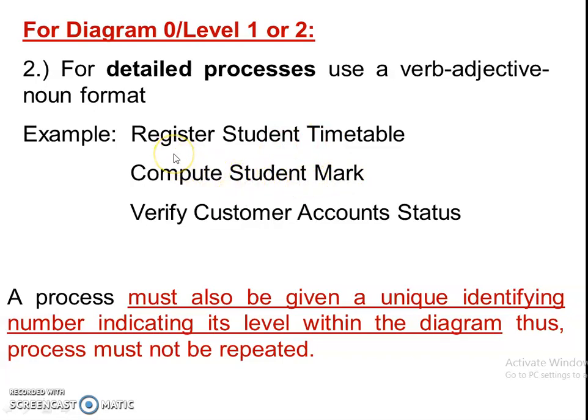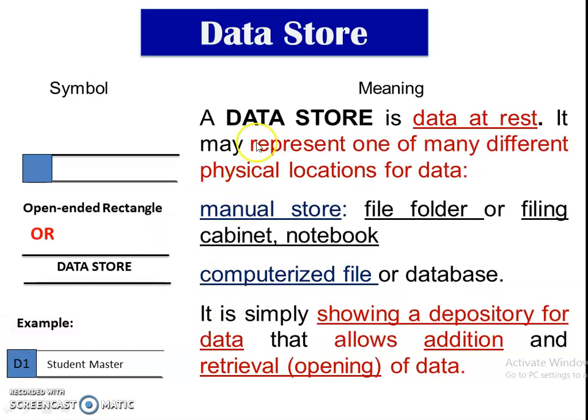Now, if it is clear what the process is all about, then it would be clearer what the required input to that process would be and what the expected output would be. Now, we have to indicate a unique identifying number indicating its level within the diagram. So, a process must not be repeated. That unique identifier, which is a number, will indicate what process and what level of the DFD it is.